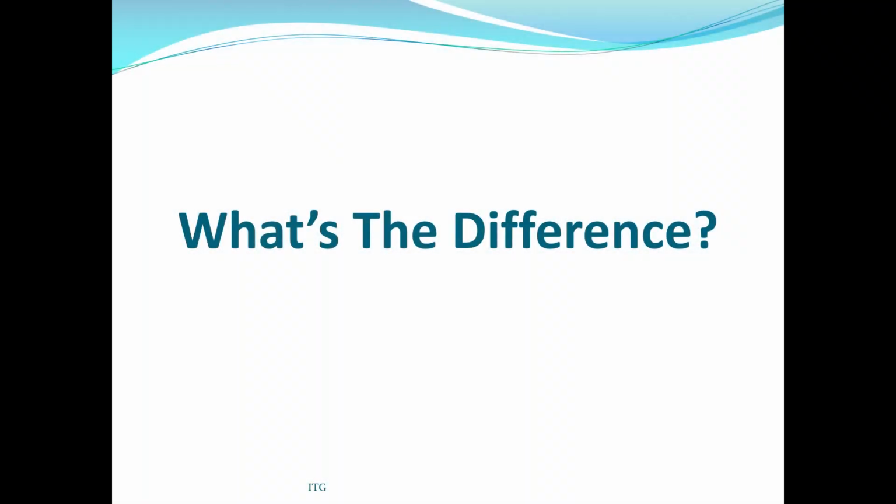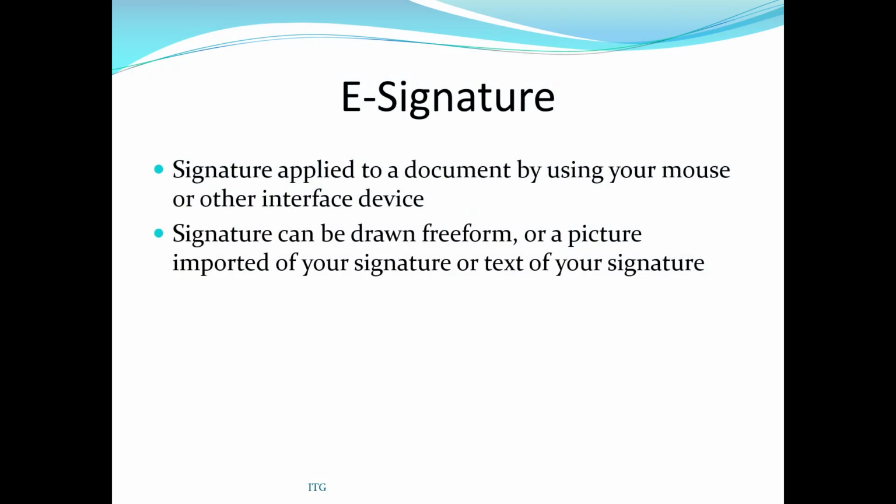So, what's the difference? An e-signature is a signature that is accepted as acknowledgement of legal consent to a form or contract. It is applied using your mouse or other user interface device, such as a touchscreen on an iPad or a tablet, to draw. You can also import a picture of your signature or text of your signature. Most documents that need signing can be done using your e-signature.